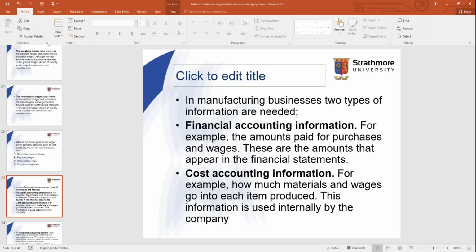For financial accounting information, you provide this information to the shareholders. This is the profit your company has made within a given time period. This is the increase in your asset position from 10 million to 20 million. So you're giving this information to the external users, giving them more information regarding the company, but not about the internal affairs of the company, not about the product costing of the company.